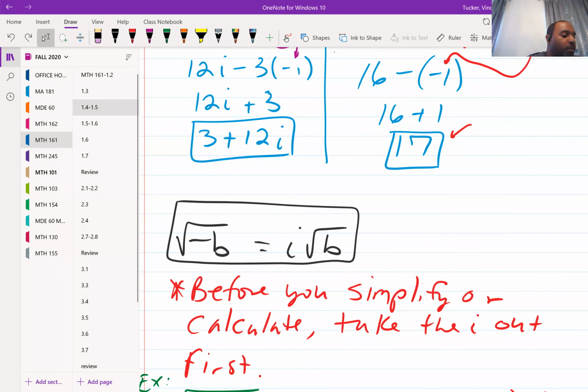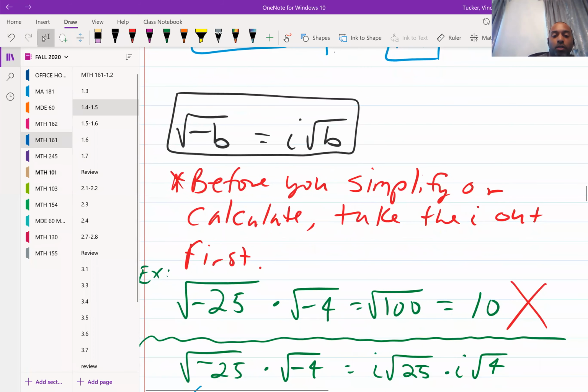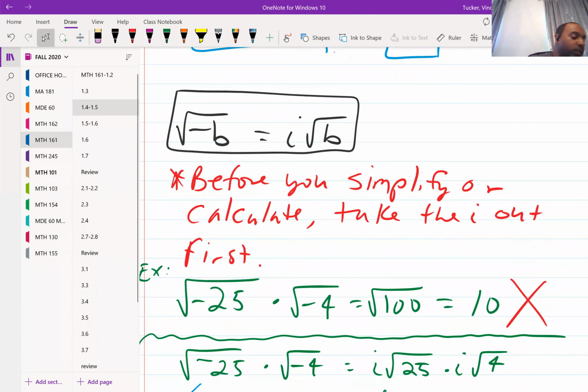So before we do the next examples, one thing you always want to hold true to: if I have the square root of -b, and even if I can't simplify b under the radical, I still can simplify the fact that I have a square root of a negative. So I can bring it out as an i and leave the b under the radical. So one thing we want to hold true to is before you simplify or calculate, we want to take out the i first. And in the green, I'm going to show you reasons for that. Just give you a chance to write.